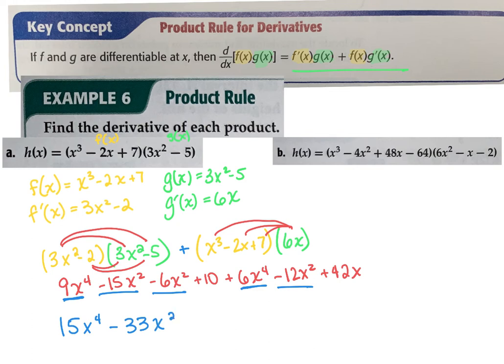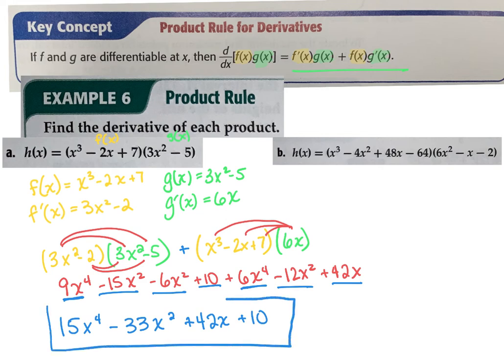Yes. All right. I have 1x here. It doesn't combine with anything, so it's just 42x. And I have just a 10, which also doesn't combine. So that would be my derivative of that whole function.